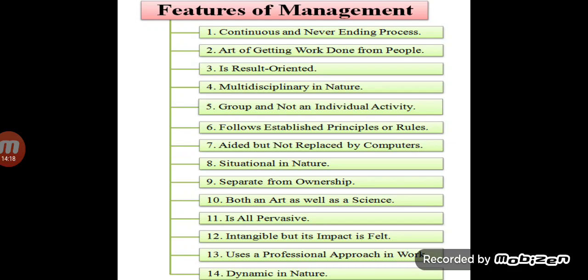Here is the seventh feature of management: we cannot replace management with a computer, but yes, we can add computers to these activities of getting the work done by others. We cannot replace these activities.